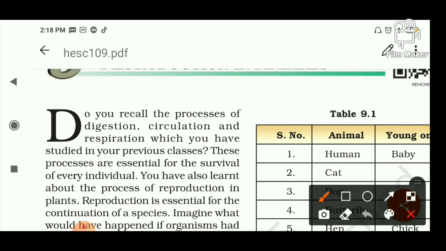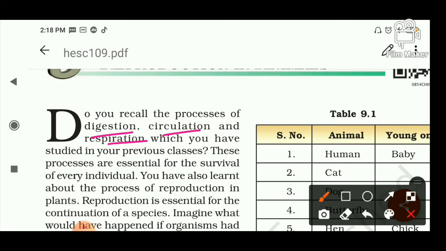new organisms are produced. It means an organism gives birth to young ones of its own kind. It is also a physiological process like nutrition, respiration, digestion, circulation, etc.